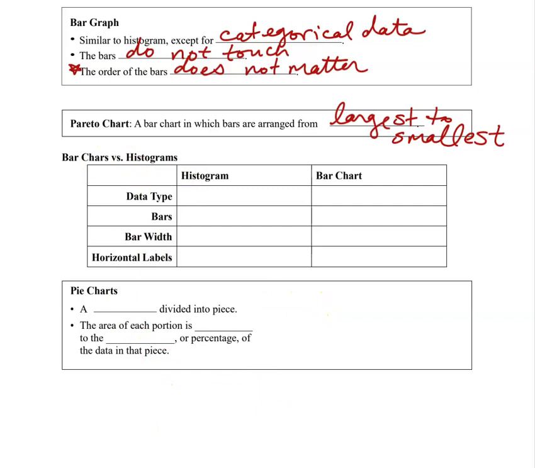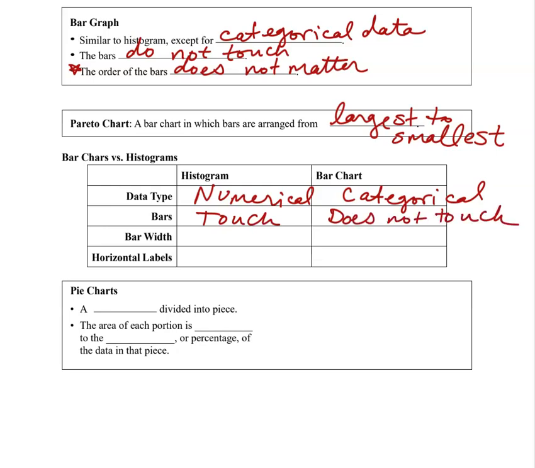A couple of other little distinctions between bar charts and histograms. With histograms, remember the data type has to be numerical data, whereas with bar charts, it has to be categorical data. With histograms, the bars touch, and with bar charts, the bars do not. With histograms, the bar width should be consistent, and it can be adjusted to whatever you need that bin width to be.